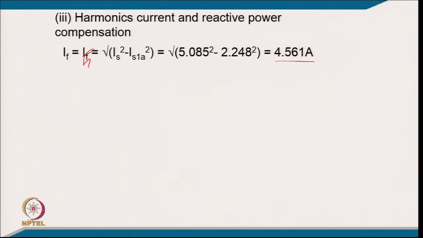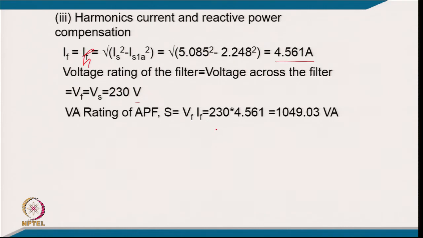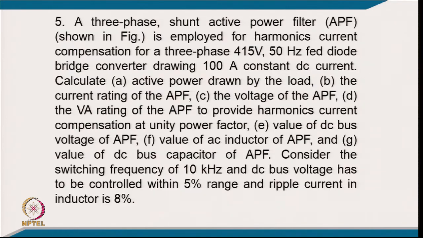So, this is with harmonics as well as the reactive power component, and the voltage rating of the filter is the same as the supply voltage because it is connected in shunt. The VA rating will be VF IF, that is 230 into 4.561, which we calculated here, and it comes to 1049.03 VA. So, it is compensating not only harmonics, but reactive power also. That is the reason its rating is increased compared to the other two cases.